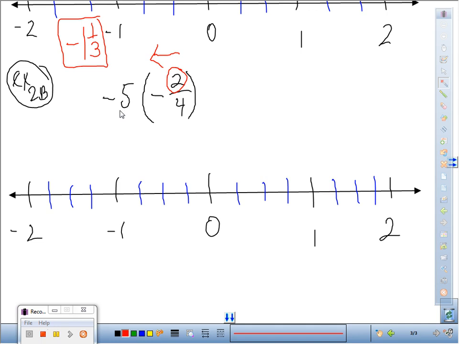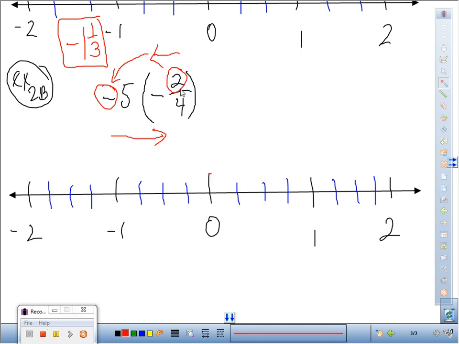And repeat it how many times? 5. But what does this say? Negative. That means it's asking us to reverse the direction. Did you hear that? So instead of going this way, once we see this negative, it's going to ask us to reverse it that way.